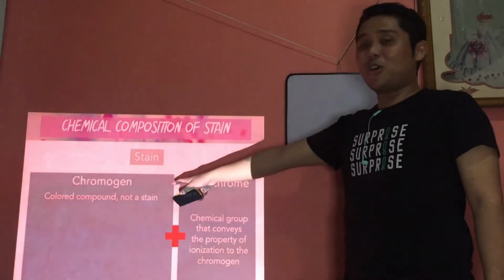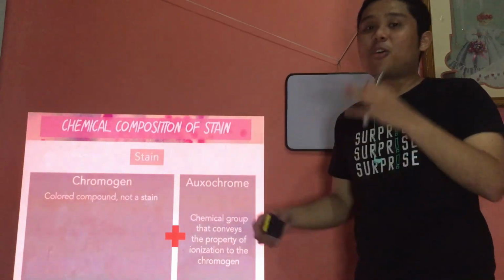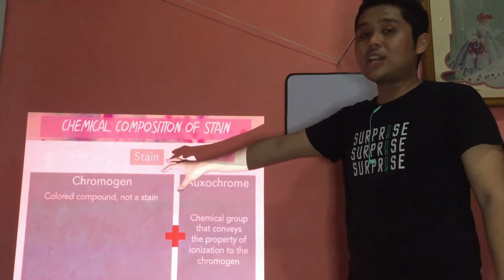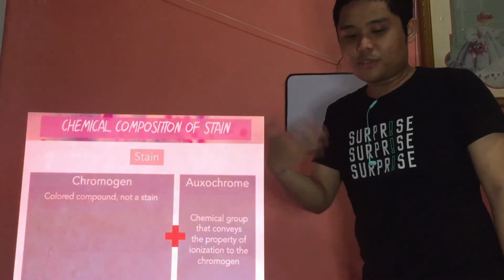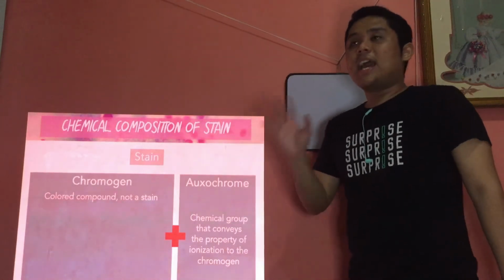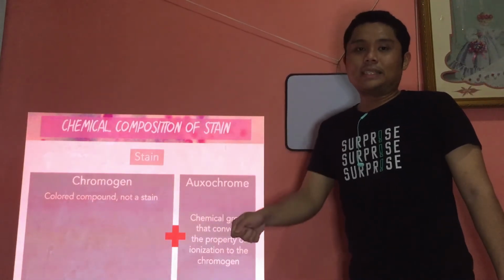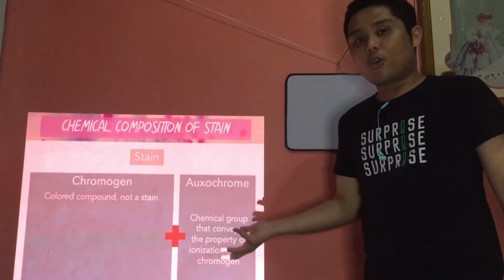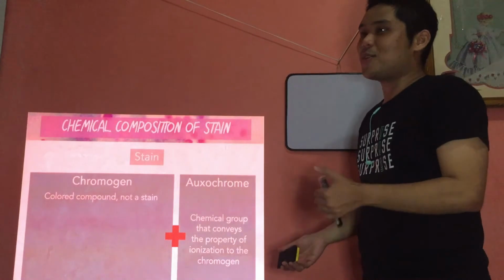Okay. The chromogen is now partnered with an auxochrome, and together they now comprise the stain. But chromogen alone is not the stain. Although it is the colored compound that gives the stain its color, it's not yet the stain. It's just a part of it. Once you partner it with your auxochrome, together they now make your stain.